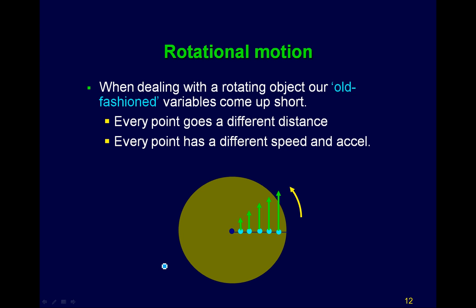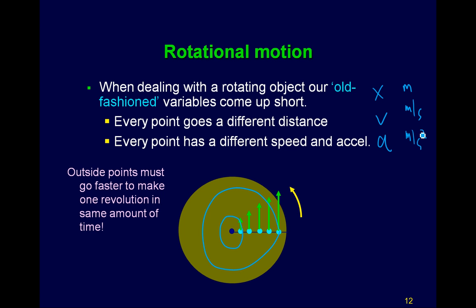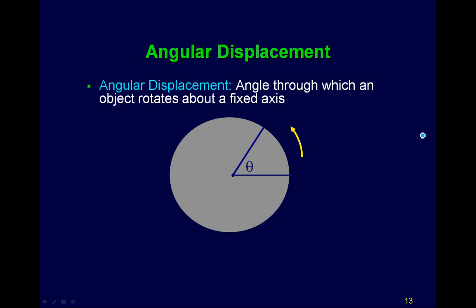What I mean by that is, suppose this disk here is rotating, and we pick 5 random points on this disk. If we watch their motion, it's going to be very different, from the inward dot to the outward dot. My circles are really bad here, but basically every point goes a different distance in terms of meters. So our old-fashioned values, position, velocity and acceleration, measured in meters, meters per second, and meters per second squared, are going to come up short here, because every point on the circle goes a different distance, will have a different velocity, etc., etc.